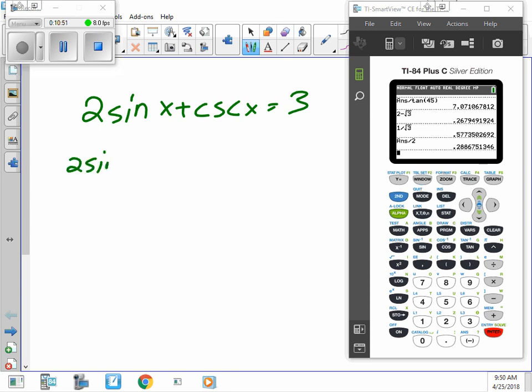So 2 sine of x plus 1 over the sine of x equals 3. Sine has to be 1. 2 times 1 plus 1 over 1 equals 3. Which angle gives me a sine value of 1? Pi over 2. What about 3 pi over 2, where sine is negative 1? Will that work? 2 times negative 1 plus 1 over negative 1 would be negative 3. So that one doesn't work. It would just be pi over 2.